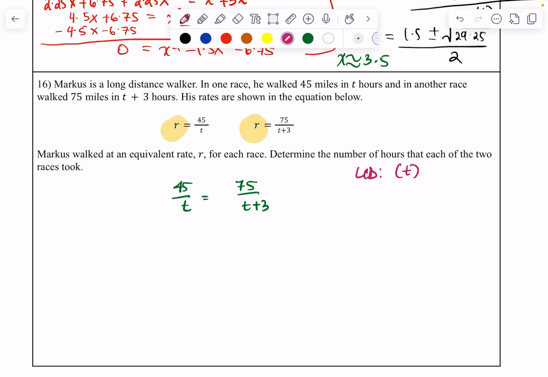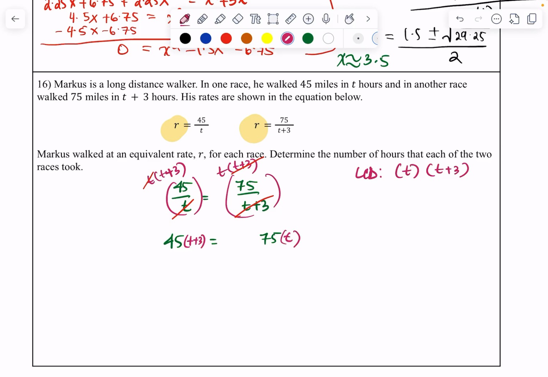So we multiply by t times t plus 3, and here too, t times t plus 3. We cancel out t and t, and cancel out t plus 3 and t plus 3. We are left with 45 times, let's see, t plus 3 over here, is equal to 75 times just t over here.